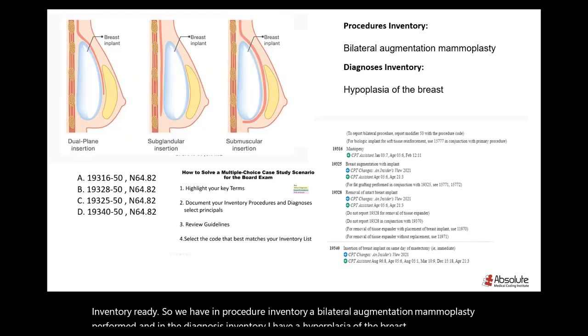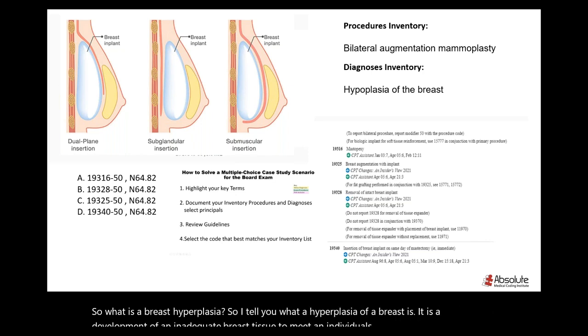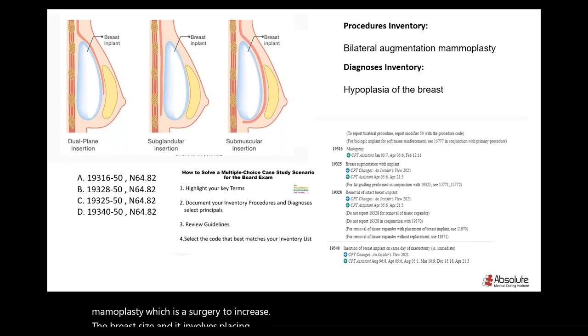So what is a breast hypoplasia? It is a development of inadequate breast tissue to meet an individual's expectations of an adequate or desirable breast size. So what the patients do is that they will undergo a breast augmentation mammoplasty, which is a surgery to increase the breast size, and it involves placing the breast implants under the breast tissue or the chest muscle.